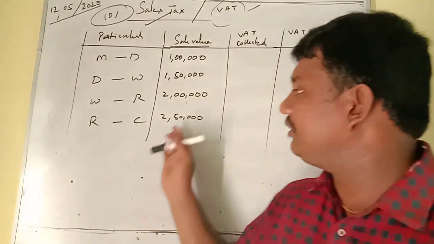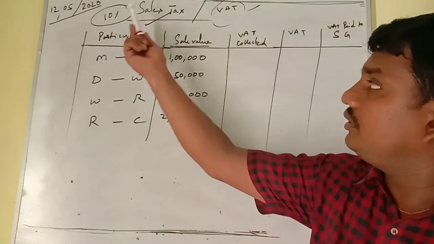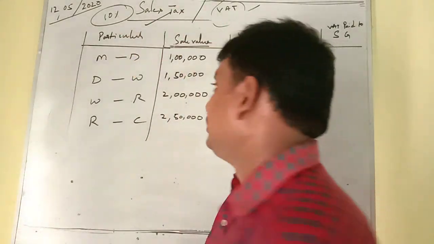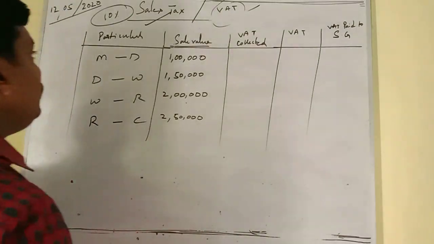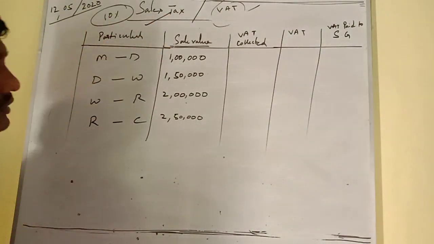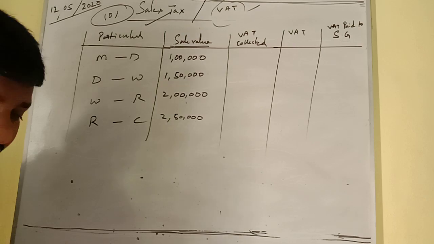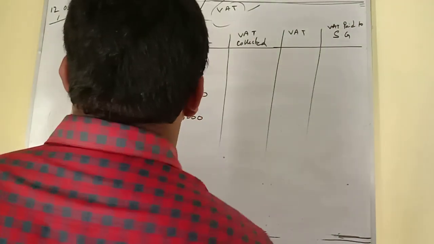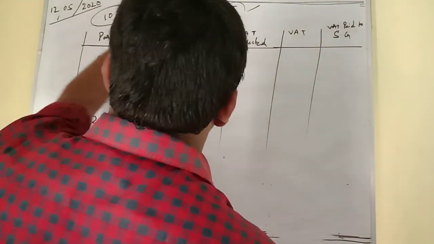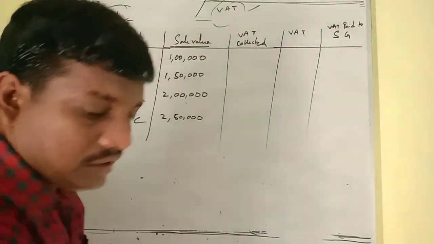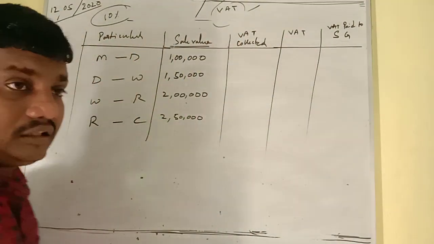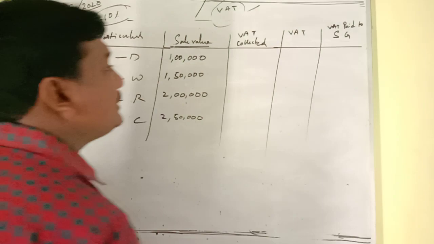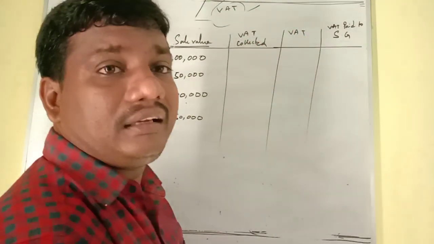Now how will the tax burden be? Let us see how the tax will work. We are going to calculate 10% sales tax, or 10% VAT. VAT is nothing but value added tax. This is a multi-stage tax.